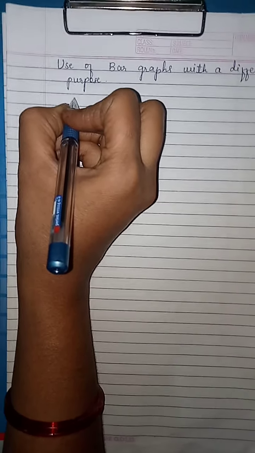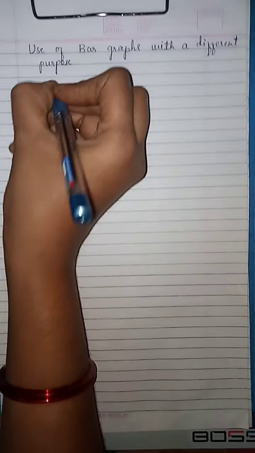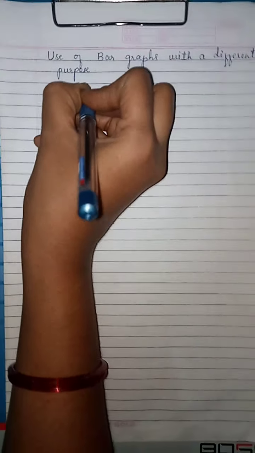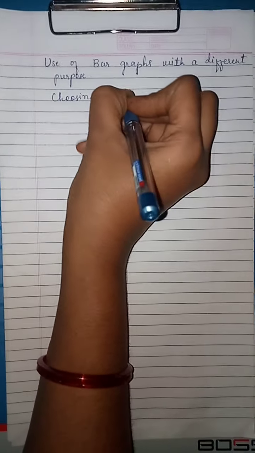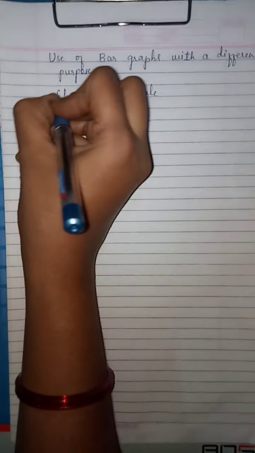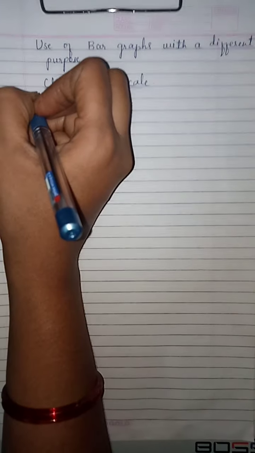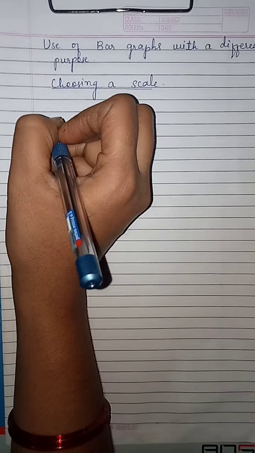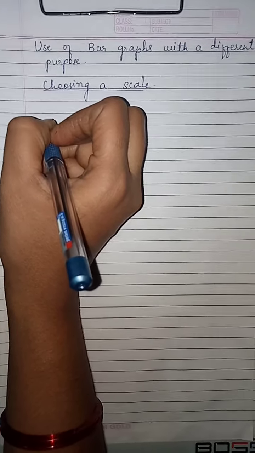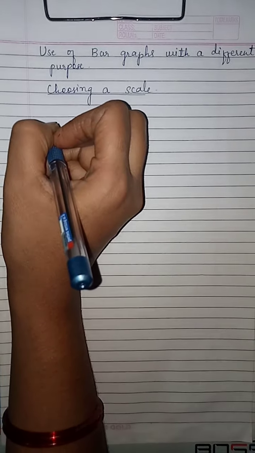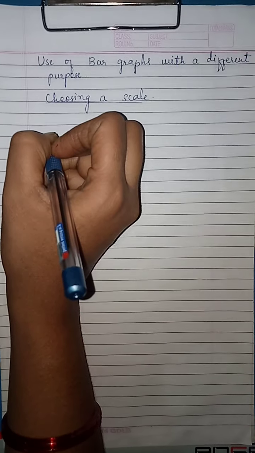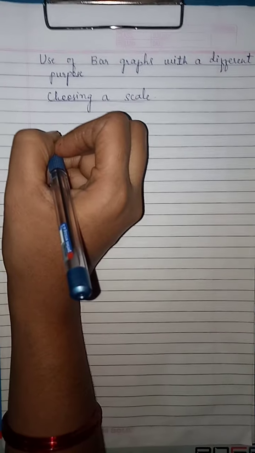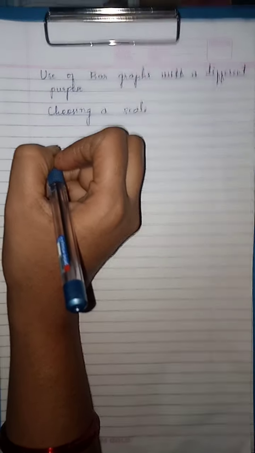Now we will study how to choose a scale for the bar graph, children. Choosing a scale. See children, we know that a bar graph is a representation of numbers using bars of a uniform width, and the lengths of the bars depend upon the frequency and the scale you have chosen.